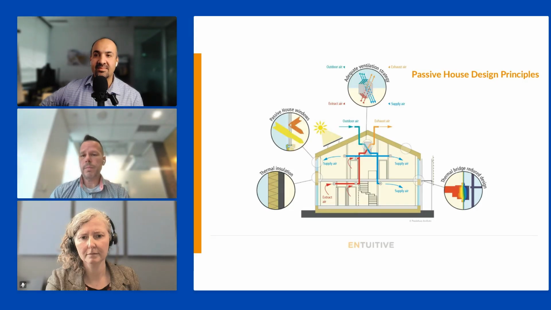We want great fenestration. We don't necessarily need Passive House level style windows, and I'll talk a little bit about different window performance, but we want very good windows. And connected with this thermal bridge reduced design aspect, we want them to be installed well, and we want them to be aligned with the insulation, and we want to reduce the amount of thermal bridging that's happening at the transition from windows to walls.